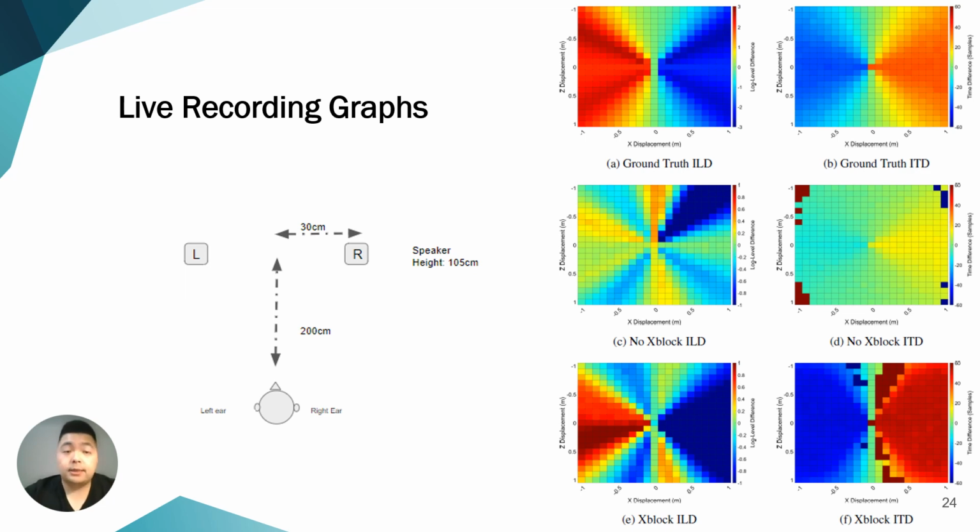The live recordings suggest that Xblock preserves the ILD and ITD cues, increasing the likelihood that the users will perceive spatialized audio. We see that the ILD and ITD maps generated from the audio processed by Xblock follows a more similar distribution to the ground truth compared to that of no Xblock. We also took more recordings in many different dummy head positions, those of which you can find in our paper.